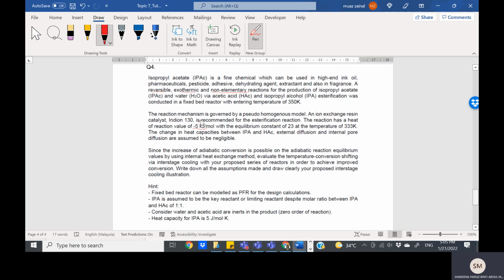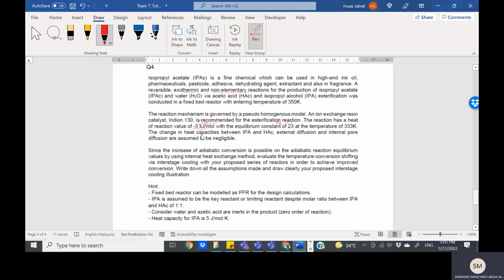And the reaction heat value is given, which is 5 kJ per mole. So this should be the delta HRX at this temperature, with the equilibrium constant KE equal to 23 at a temperature of 333 K.